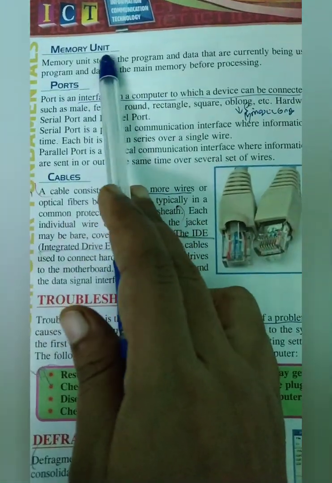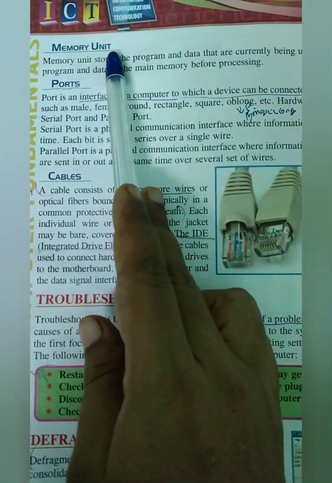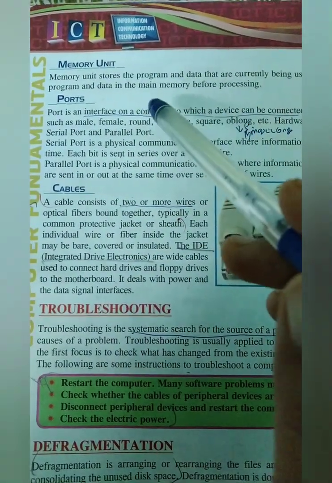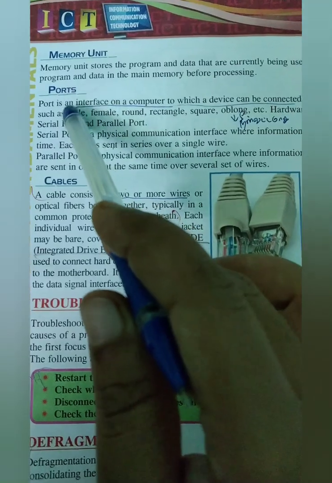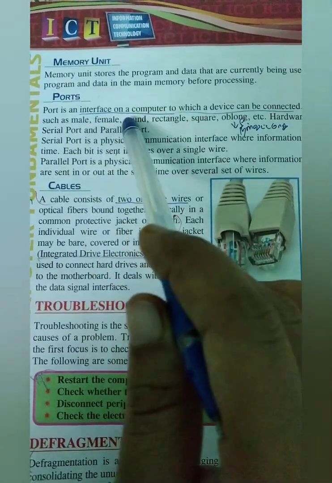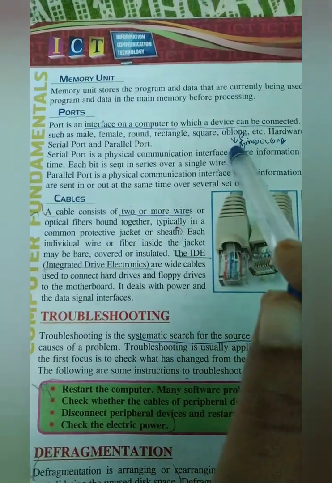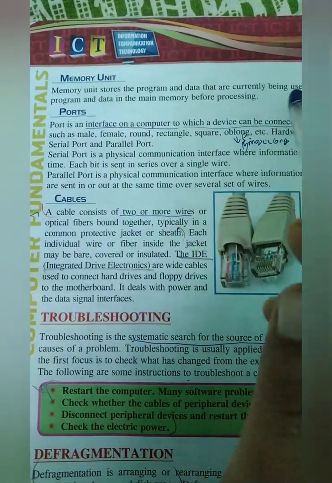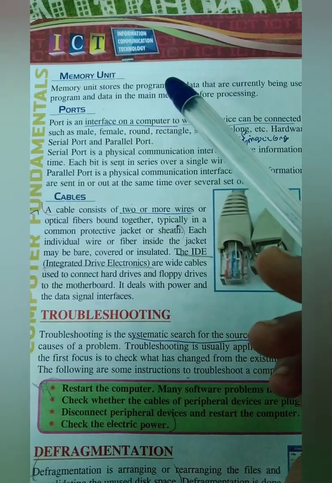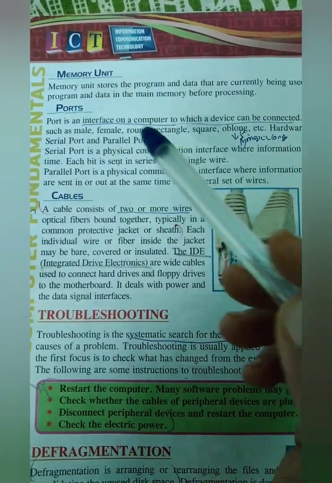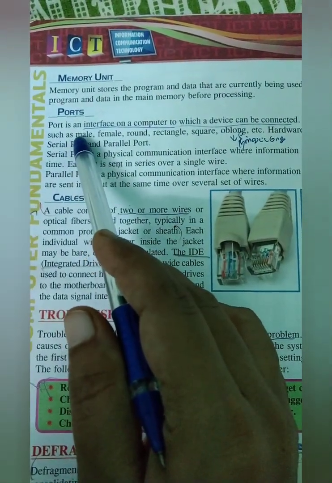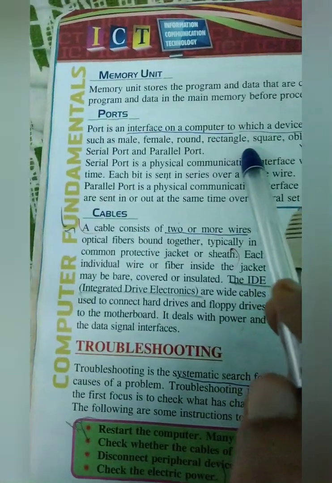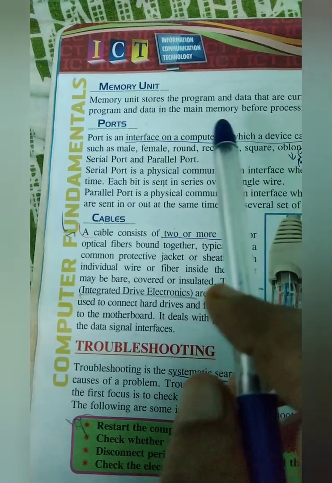Next topic is memory unit. Children, what is memory unit? You all know that, yes, it helps to store all the programs or data. It's called memory unit. Then what is a port? Yes, a port is an interface on a computer to which a device can be connected. Have you seen these ports? You have seen them on the backside of the computer. Yes, there are different hardware ports available, such as male, female, round, rectangle, square, or oblique, etc.